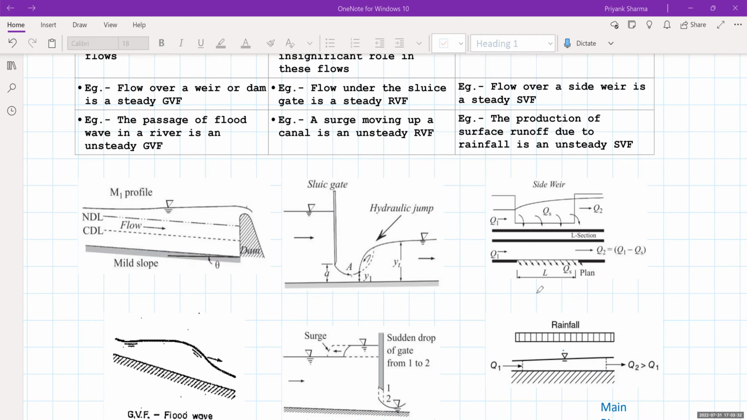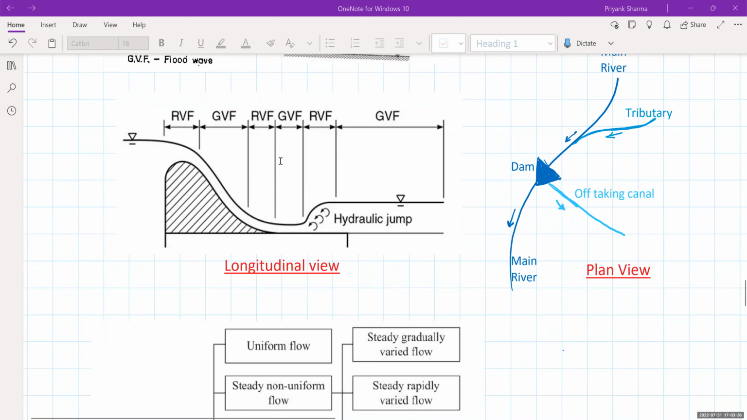If we look at a much broader picture, this diagram summarizes it all. This is a dam. You can see at this instant it is RVF. The streamline curvature is excessive. Then the depth is changing very gradually. Then it may be GVF. Then again it is RVF.